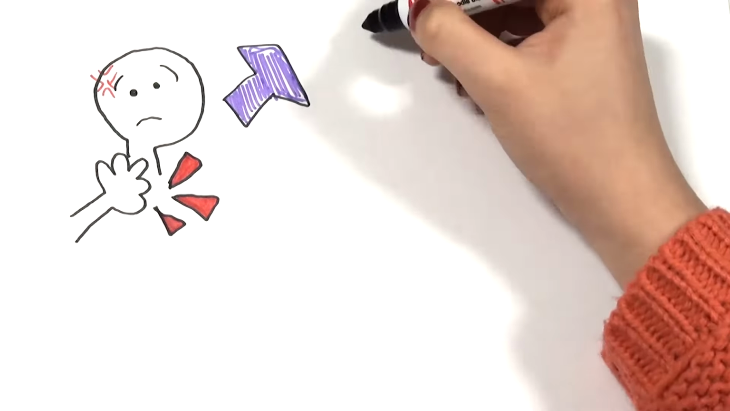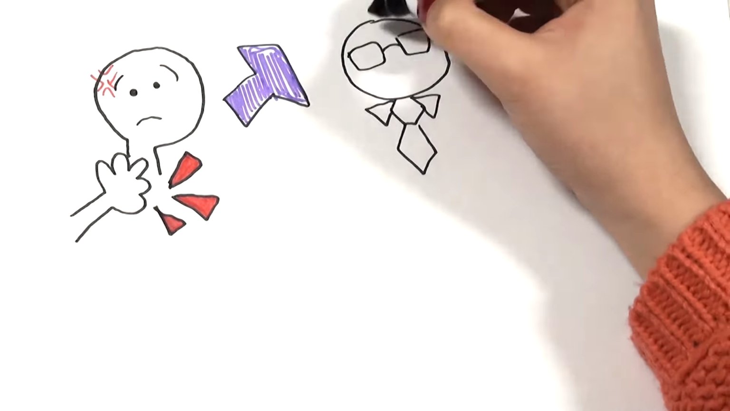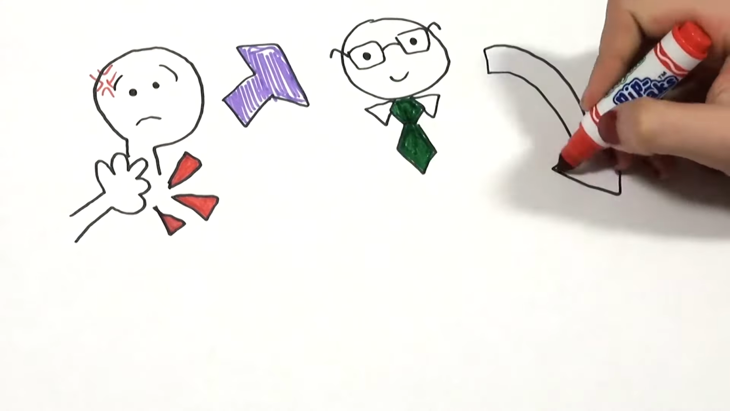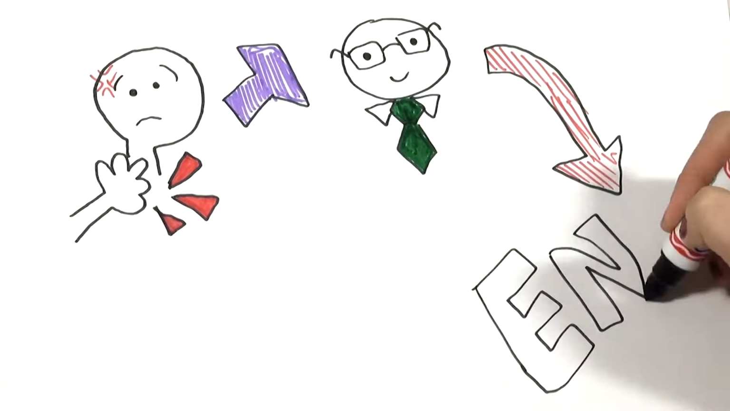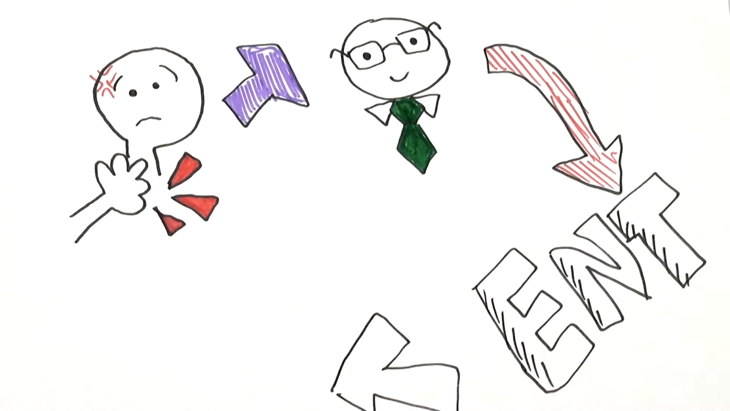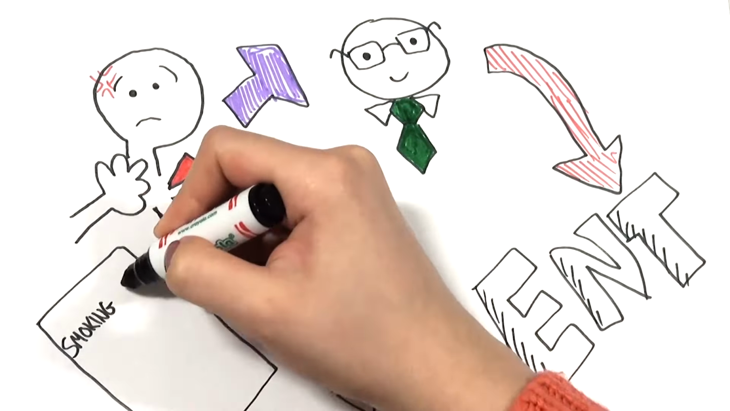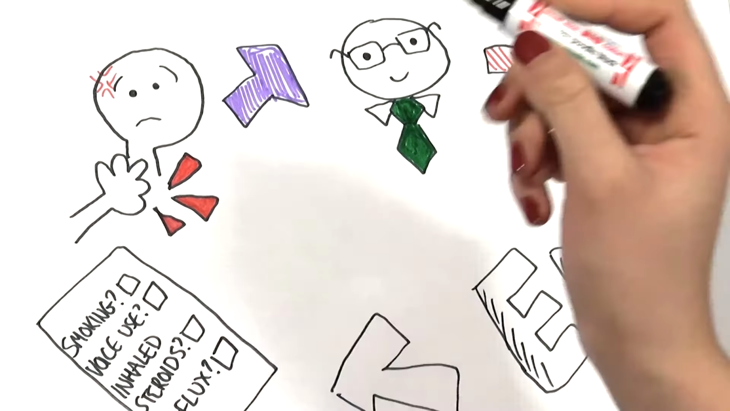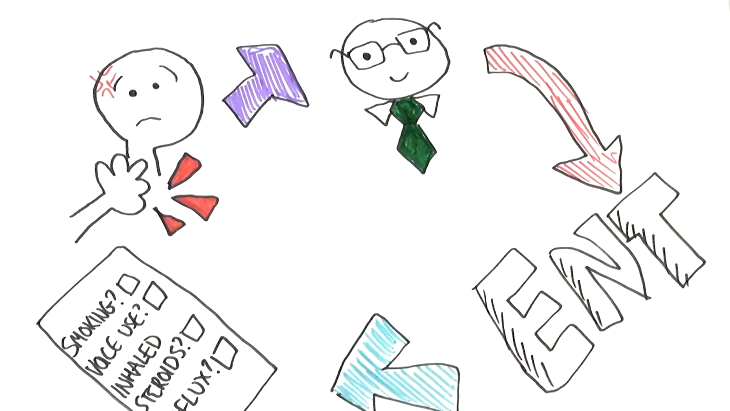Any smoker that visits their GP with hoarseness gets an urgent referral to ENT, meaning they'll be seen within 1 to 2 weeks. During the appointment, it is vital to get a risk factor history. Smoking, excessive voice use, recreationally or professionally, inhaled steroid use, and reflux are all important to check.